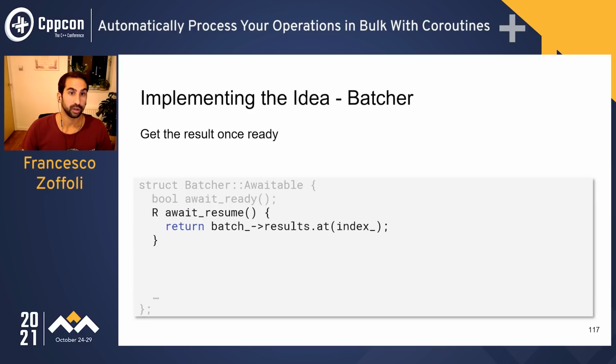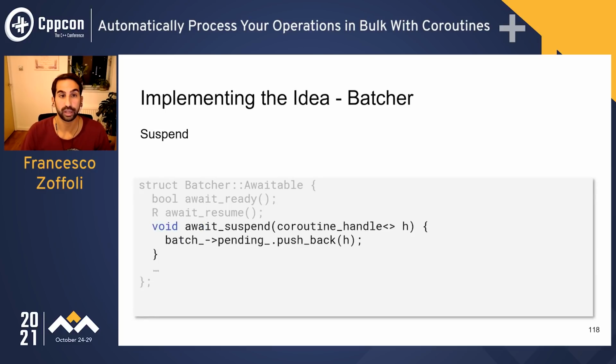Okay, so we were seeing how we can get the result from our batch using the index simply. And then we can look into how await suspend works. So when we get the coroutine handle, we are going to push it back into the pending coroutines and return. And this is going to return the control back to the caller. And this is what is called an asynchronous transfer coroutine.